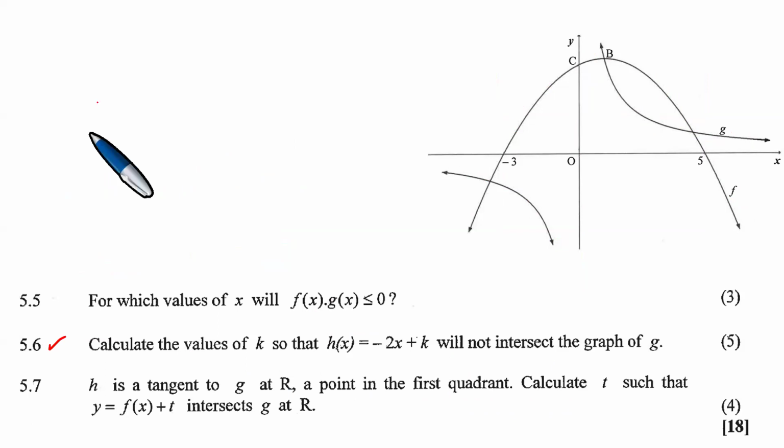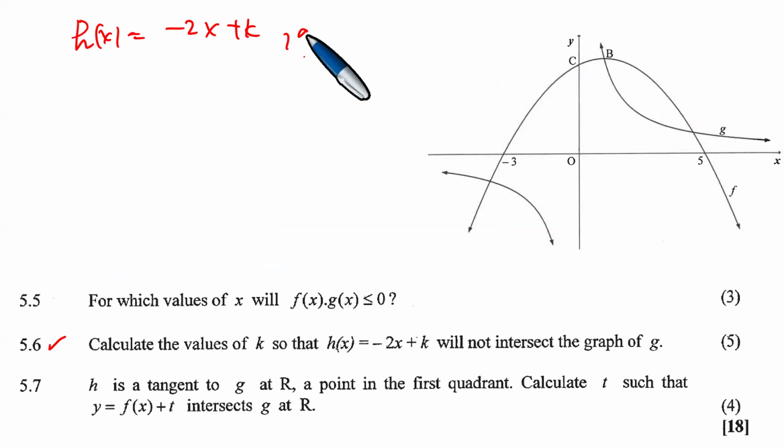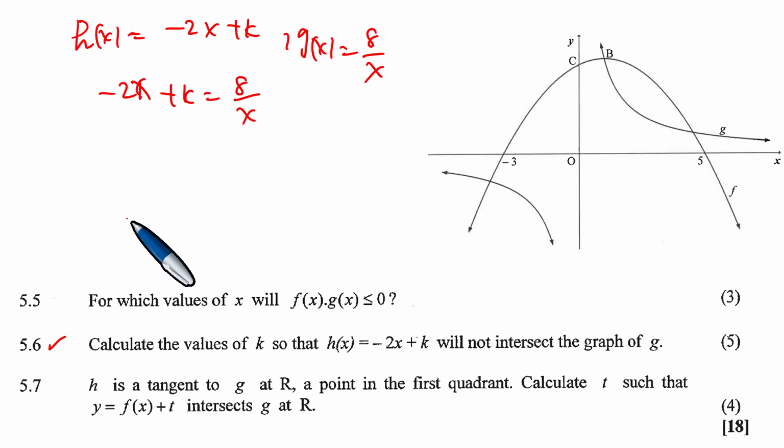Now, the function h is given as follows. h of x is -2x plus k. And the function g of x, we already know, is 8 over x. We want to calculate the values of k so that these will not intersect. To do that, we proceed as follows. We equate these two functions and find -2x plus k equals 8 over x.